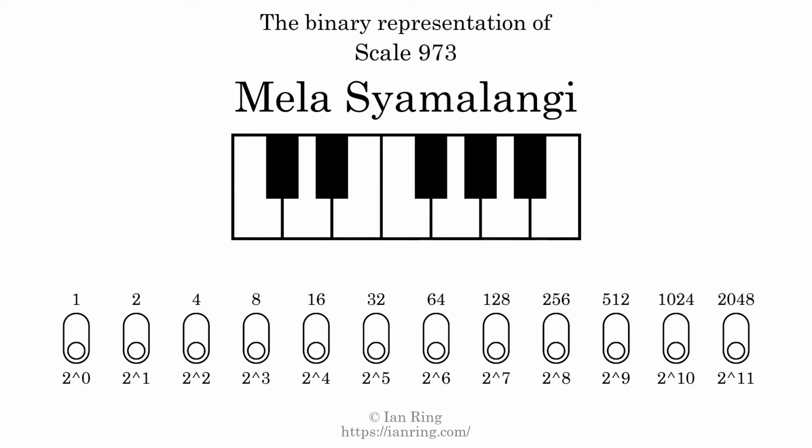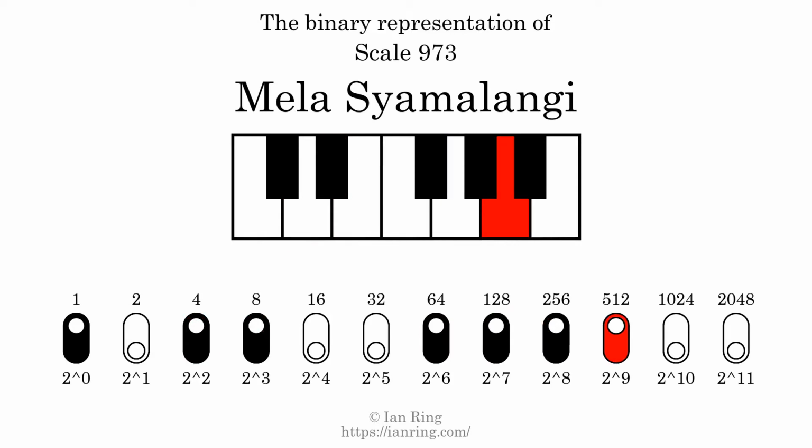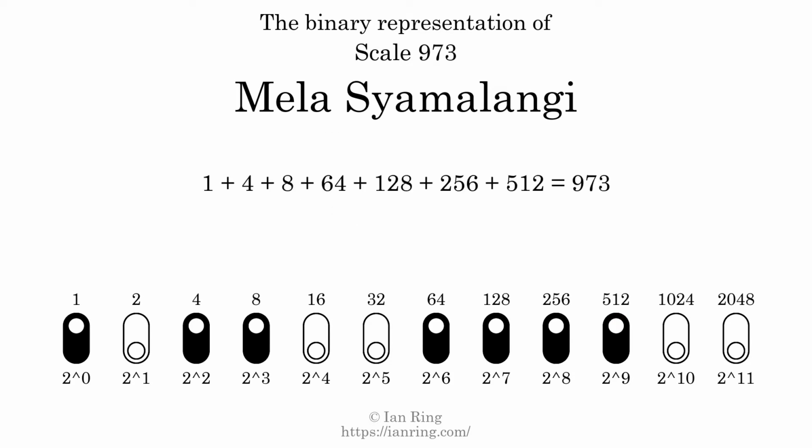The binary representation of this scale is determined by mapping tones of the scale to binary digits. Each binary digit represents a power of 2. To get the scale number, we add the powers of 2 together. The powers of 2 that are present in the scale, all added together, equals 973. That is why the scale number, in decimal, is 973.